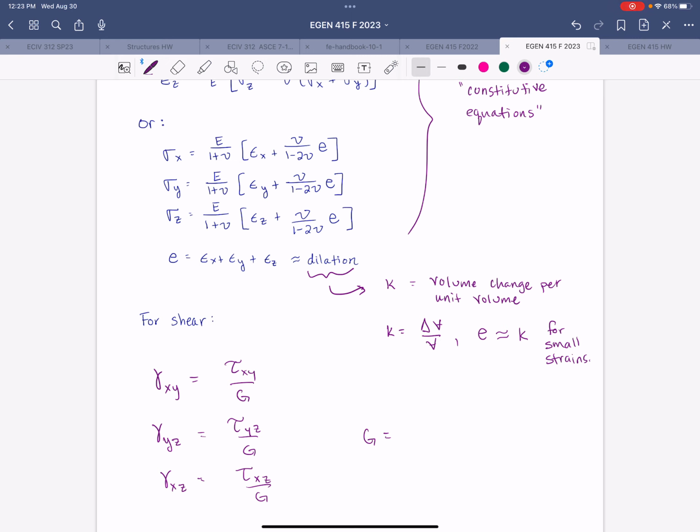And as a reminder, that shear modulus is related to the other two material properties, right? So these three material properties are not all three independent. Only two of them are independent. So if you know two of them, you can calculate the third. And that relationship is expressed by this equation.